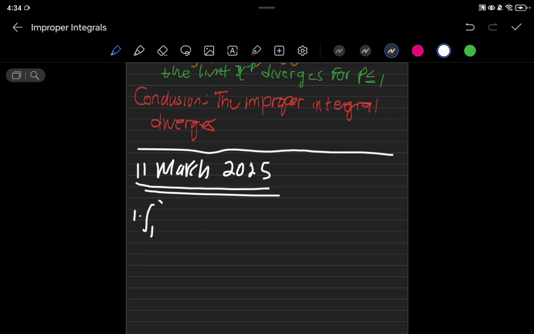The first one is the integral from 1 to 2 of dx over (x minus 1) to the 1 over 3. So I think this one matches the one which was asked in the group, right? How can I integrate or evaluate it without having to change the intervals, right? So we can do that.